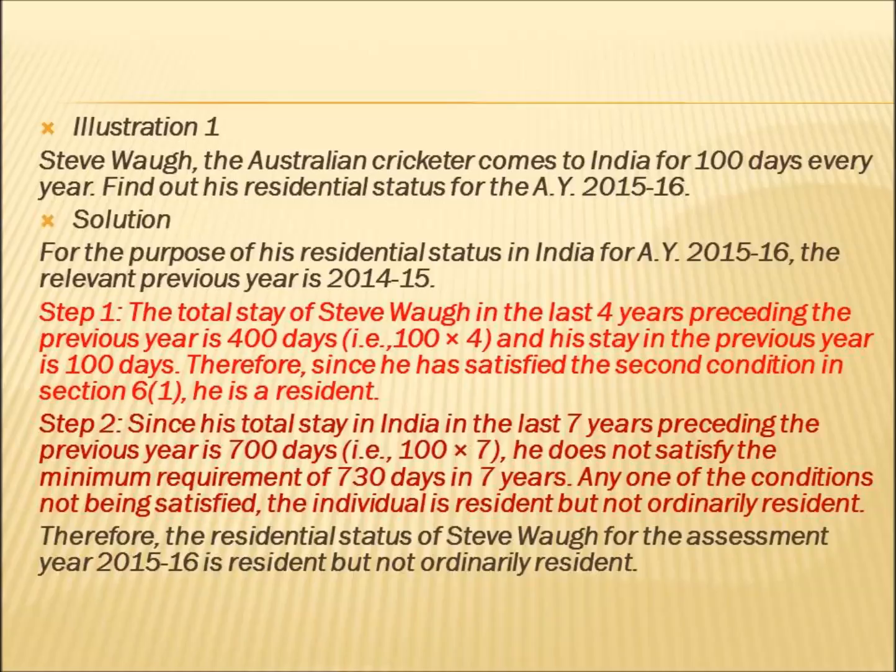Here in this case, Steve Waugh was determined as a resident, so we further determined whether he was ordinarily resident or not ordinarily resident. And since he did not satisfy one condition given in the conditions of ordinarily resident, he was determined to be not ordinarily resident, because we have to satisfy both the conditions given for ordinarily resident. Until and unless we satisfy both the conditions, we will not fall under the category of ordinarily resident. And since Steve Waugh did not satisfy one condition, he was determined as not ordinarily resident.